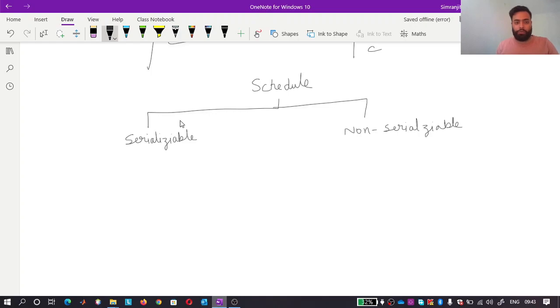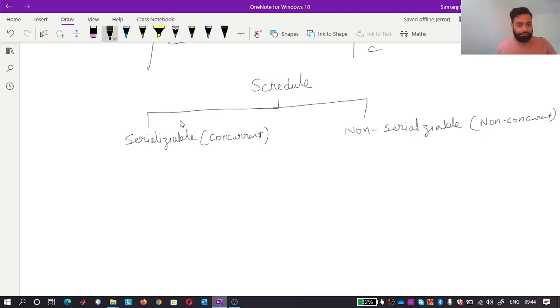So we want our schedules to be serializable, because we want some concurrent transactions. These are not concurrent transactions. So we want our particular schedules to be serializable, but it should produce the same result as produced by a non-serial schedule. If we are able to do that, it means our serializability is complete.